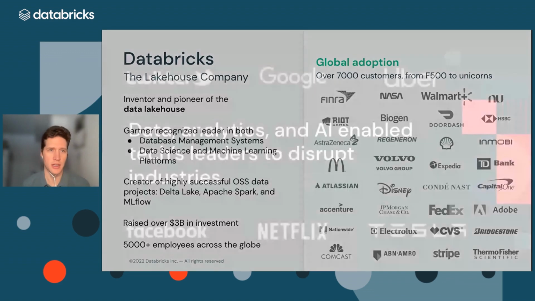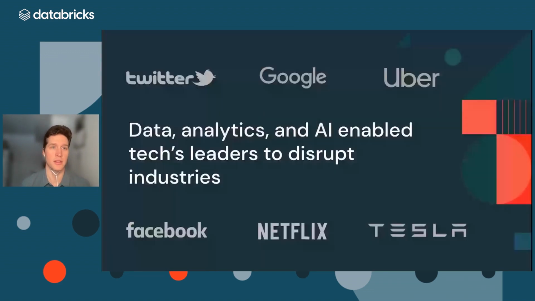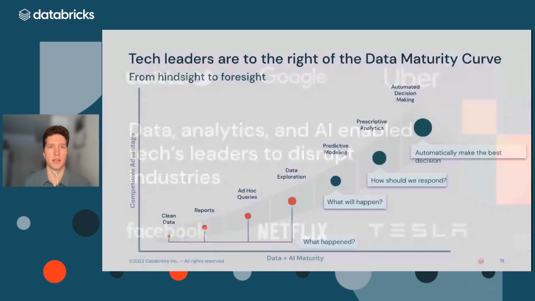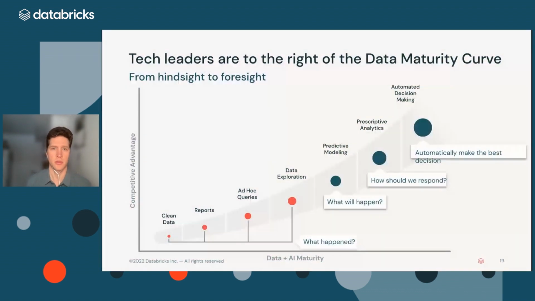It's no secret over the last 10 years that data analytics and AI has enabled tech leaders to disrupt industries. Here are a few logos on the screen, just to name a few. They put data and AI to use in a really strategic way that changed the landscape of business. So these tech leaders are far to the right on the data and AI maturity curve, and the left-hand side of this curve is looking backwards, looking at how you will behave or how the environment is behaving and are reacting in real time.